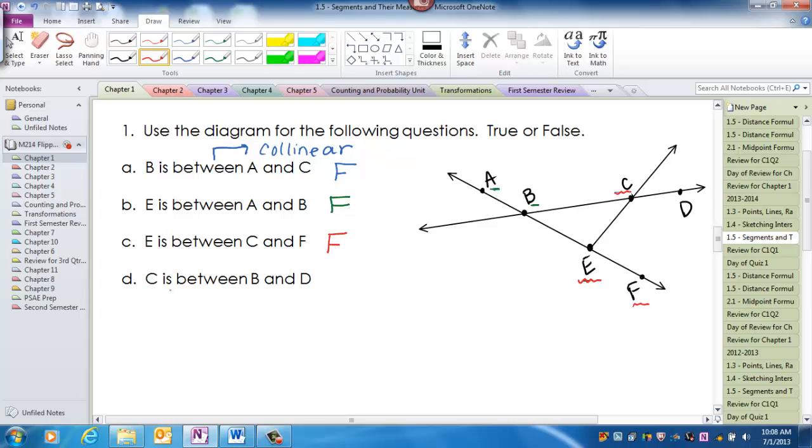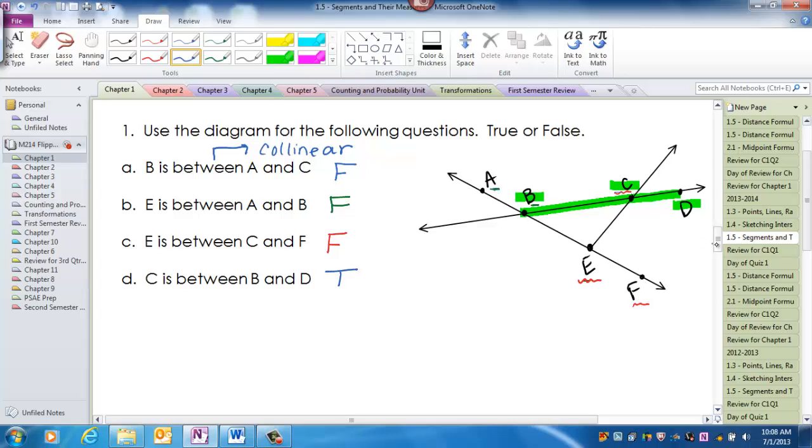Part D. C is between B and D. Okay. So C is right here. B is here and D is here. Well, are all three of these points on the same line? Yes, that's true. And is C between B and D? Yes, that is also true. So this answer is true.